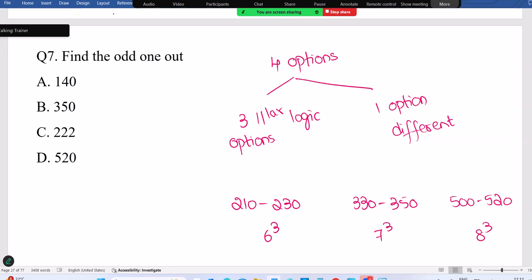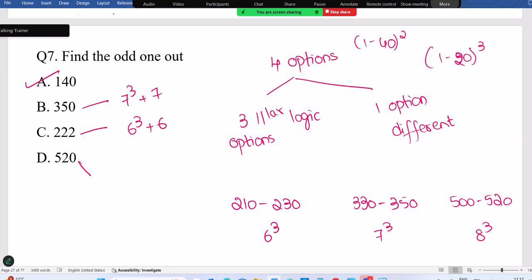So cubes, first of all, you have to know cubes from 1 to 30, minimum, or worst case 1 to 20 at least. Squares from 1 to 40 or 1 to 50 are also recommended. This is 7 cube plus 7, 6 cube plus 6, and 520 is 8 cube plus 8. Cubes logic, a bit typical logic. So the answer is option A, 140 is the odd one out.